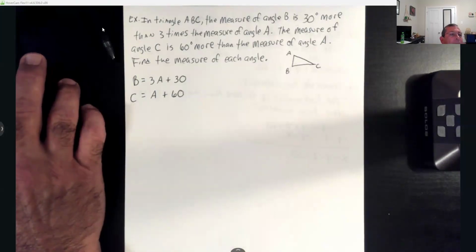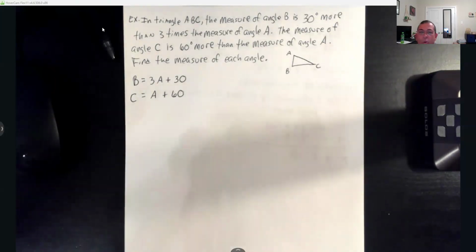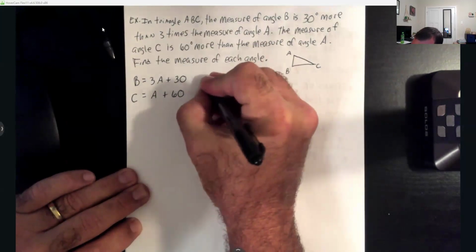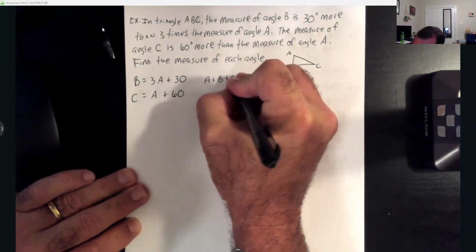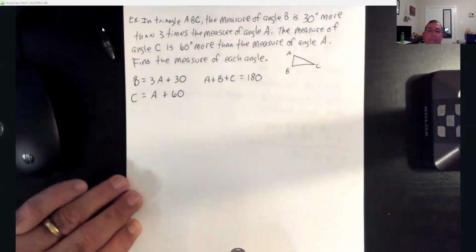Oh, what do you got there, Jackson? Perfect. Everybody's getting it. All three of them angles equal 180. So I would know that A plus B plus C equals 180.